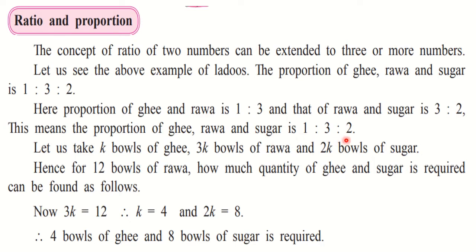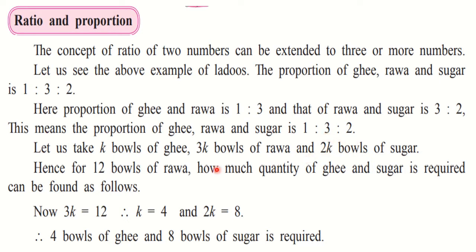1:3:2. Okay. So here, when we think about two numbers, we use the word ratio, and when we think about more numbers, we use the word proportion. Generally we use the word proportion. Here also there is some common multiple, so let us take it as k. If k bowls of ghee are used, 3k bowls of rava are to be used, and 2k bowls of sugar are to be used.